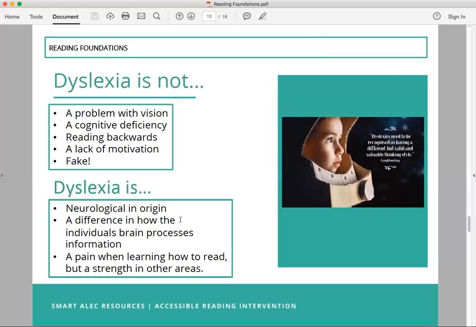They have genetic markers, and it's very, very close. In our lifetime, we will definitely see a cheek swab. I'll put my money on it for dyslexia. It is neurological in origin. So again, it comes from a brain basis. It is a difference in how the brain processes information. There is nothing wrong with the way it processes information. It's just different. And it is a pain when learning how to read, but it can be a huge strength in other areas. Very much outside the box thinkers. It's amazing.